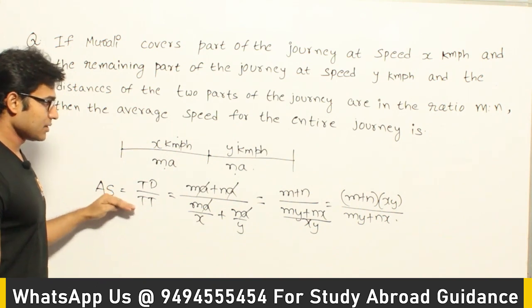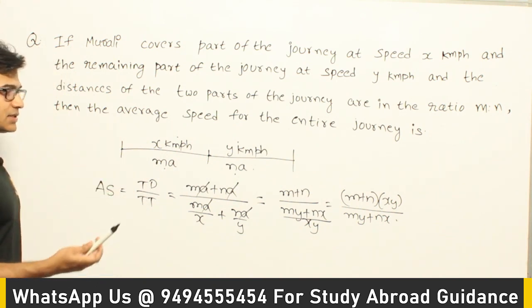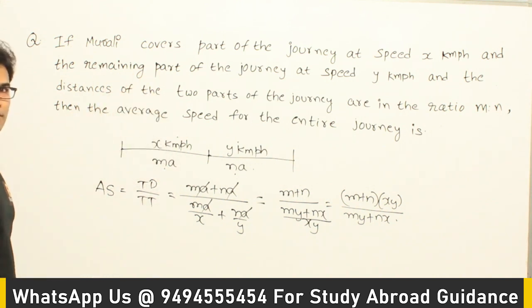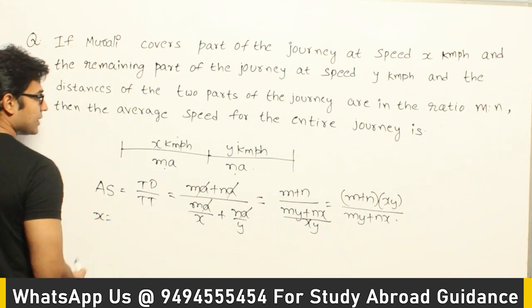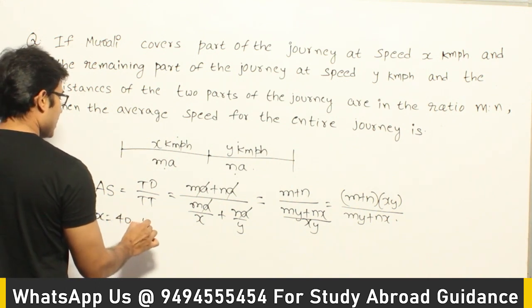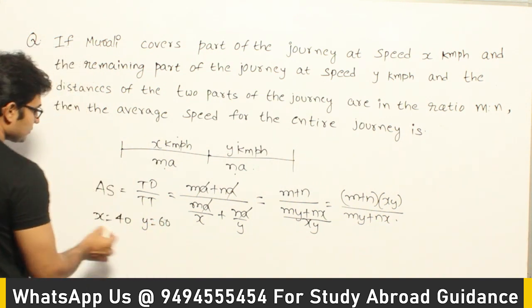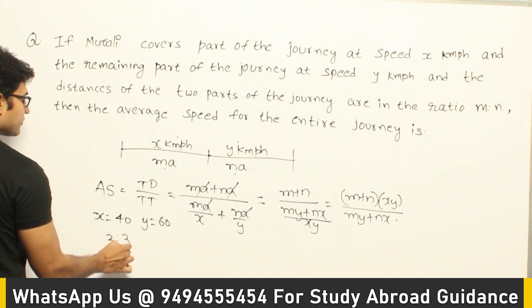You need not memorize it by heart, you can derive it in the exam, but if you remember it, you will be able to solve some questions easily. For example, if they have framed the entire question saying that one speed is, let us say, 40 kilometers per hour and the other speed is, let us say, 60 kilometers per hour, and I assume that m is to n is given as 2 is to 3, right?